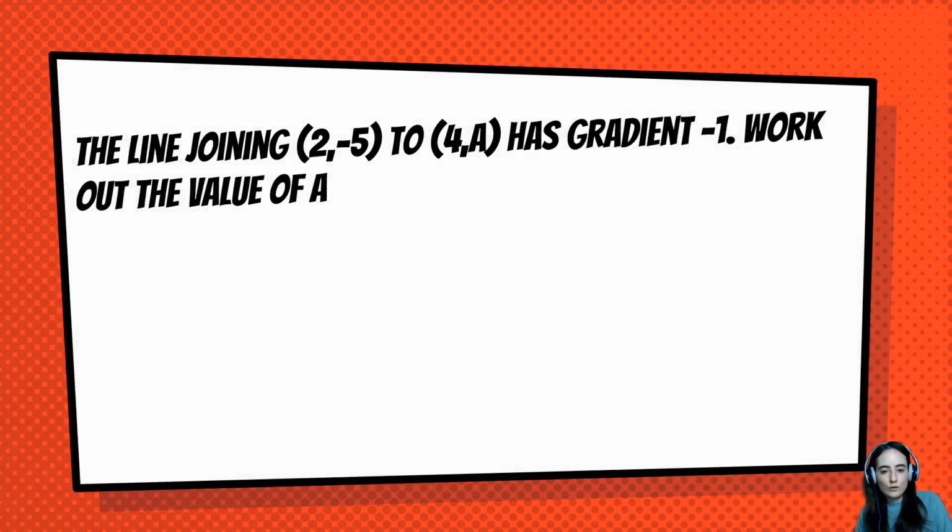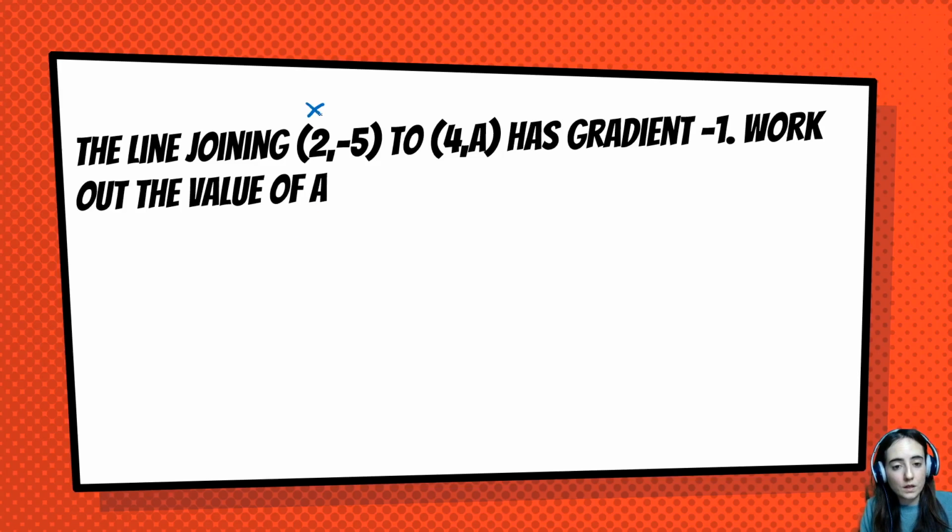My word, what happens if you have a question like this? The line joining (2, -5) to (4, a) has gradient minus 1. Work out the value of a. And you haven't seen a question like this before. Okay, again, take it one step at a time.